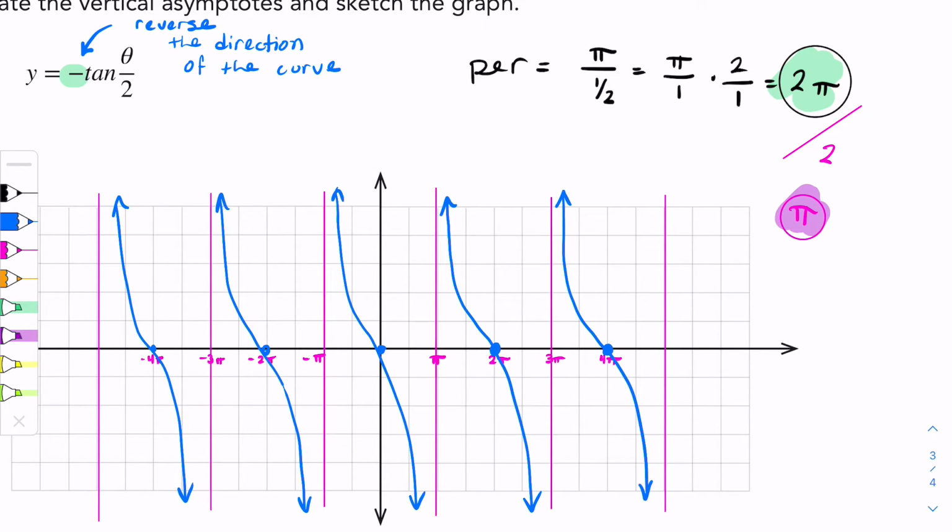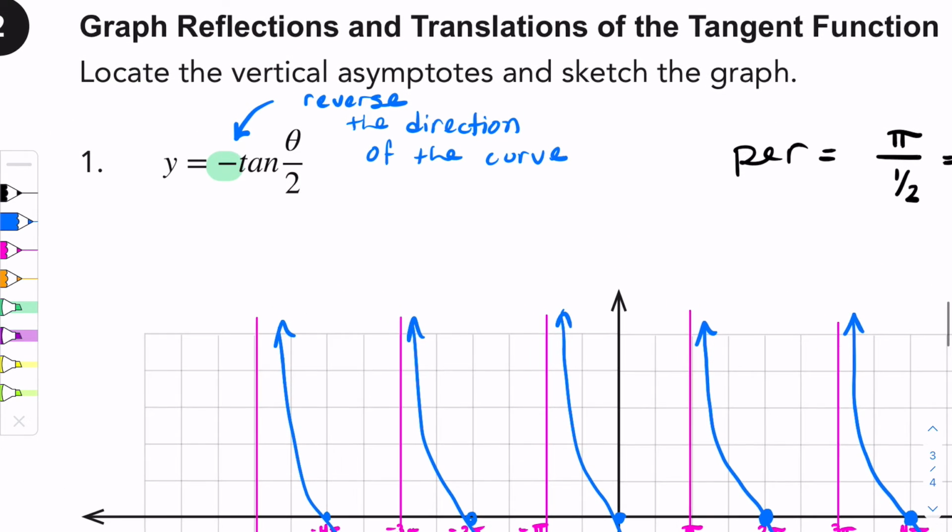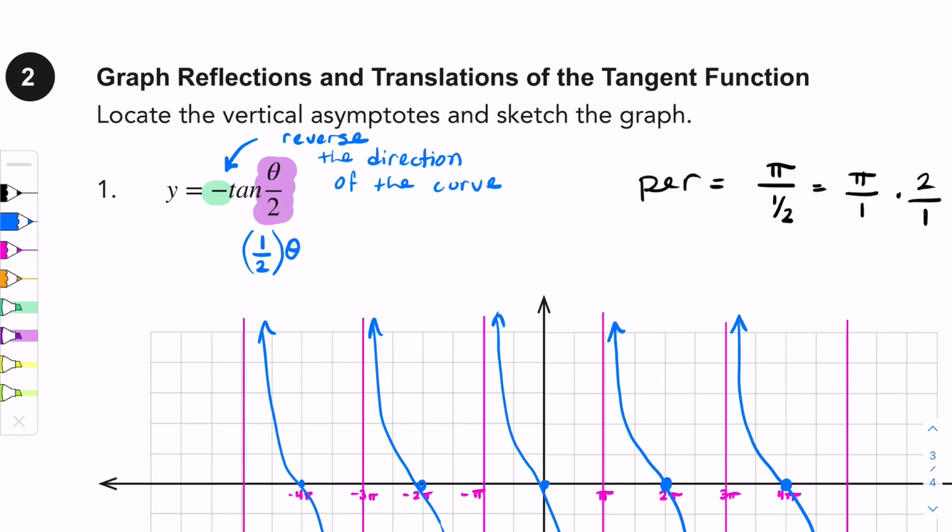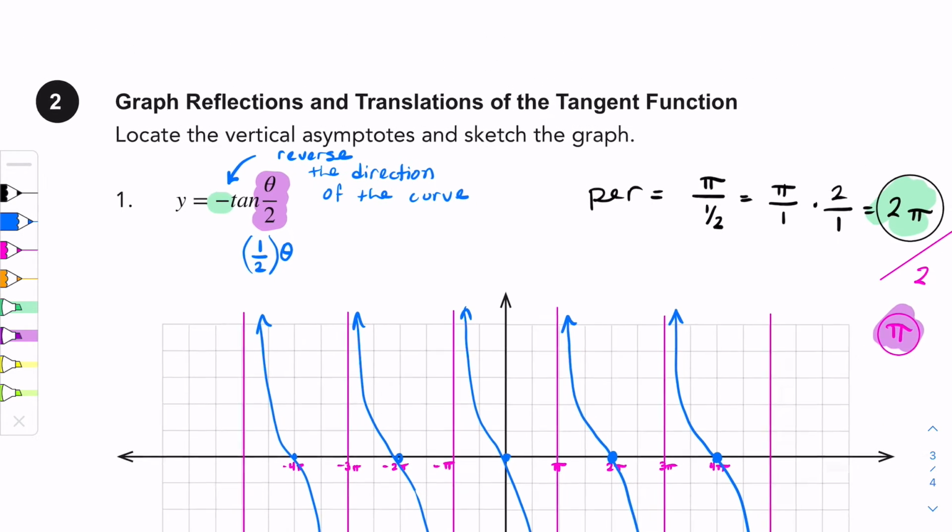And that's the final graph of negative tangent of theta divided by 2. I'll actually add a little bit to this. I didn't mention it, I probably should have, but when you have theta over 2, that's the same thing as 1/2 times theta. That's why it ends up being theta over 2. That's how I know my b value is 1/2. So just as an extra note.